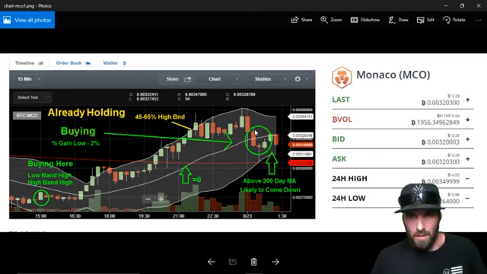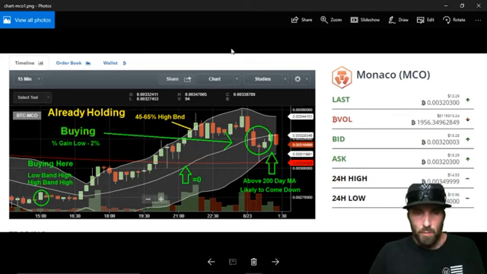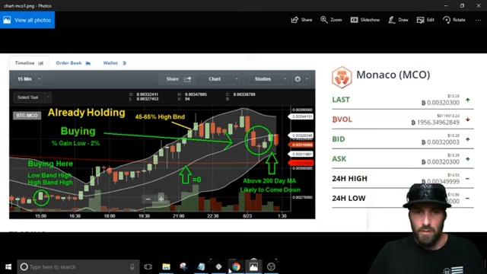This is Monaco. Actually, I believe Monaco is down quite a bit right now, so I am holding bags of Monaco, and I don't want to take a loss, so I'm just letting it ride out because Monaco has a pretty good track record and it will come back up. Let me go to another example here.